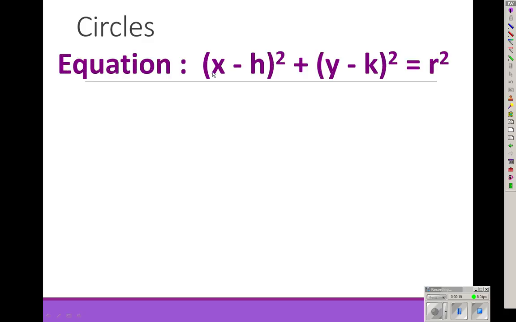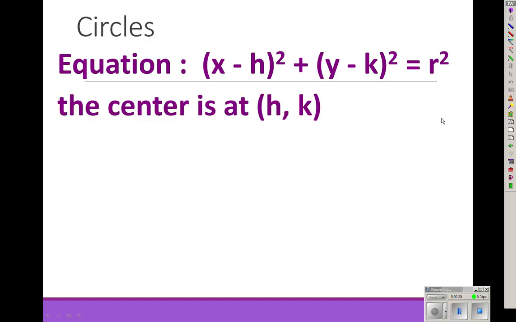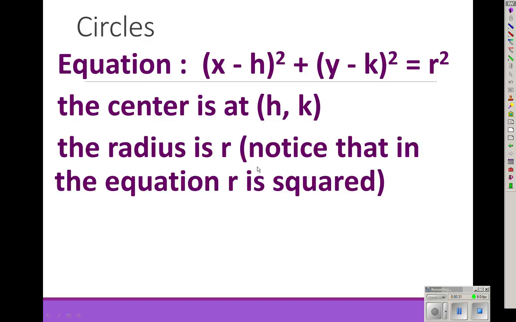So circles have the equation (x minus h) squared plus (y minus k) squared equals r squared. The center is at h comma k, and the radius is r. Notice in the equation r is squared, so if there's a 25 in the equation, the radius will be 5, since 5 squared is 25. Also notice that in the equation it's got a minus h and a minus k, but the center is positive h, positive k. So your center point will have the opposite values than what it has in the equation. So make sure you change the sign for h and k.